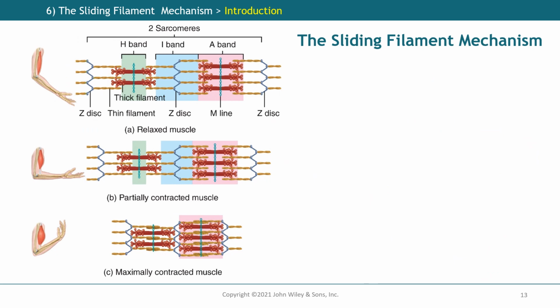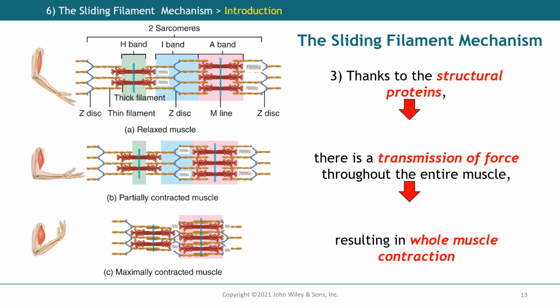The third thing that I want you to remember from the sliding filament mechanism is that in addition to actin and myosin, you have all these structural proteins. And for example, titin is there, allowing the muscle to contract in a uniform way. So thanks to these structural proteins, there is a transmission of force to the entire muscle, resulting in a whole muscle contraction. Now, I'm going to show you a video.